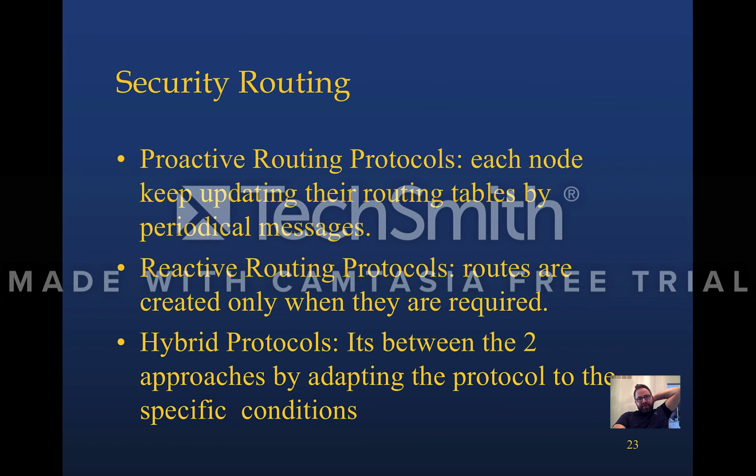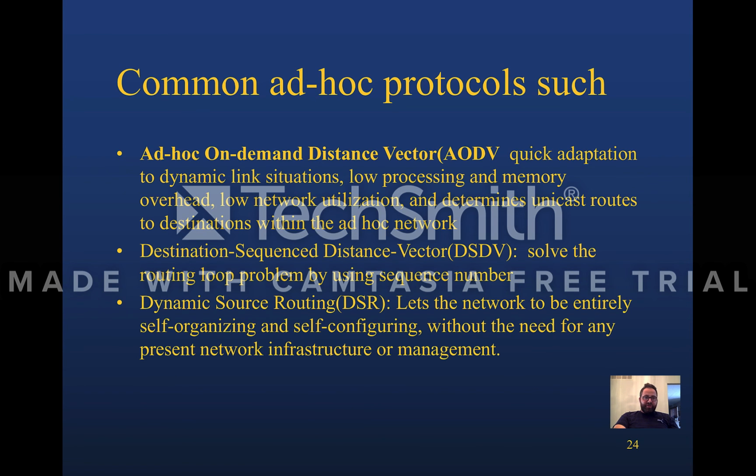For secure routing, we have the proactive routing protocol, where each node keeps updating its routing table by protocol messages. In the reactive routing protocol, routes are created only when they are required. The hybrid protocol is between these two protocols, proactive and reactive, and is used for specific conditions.